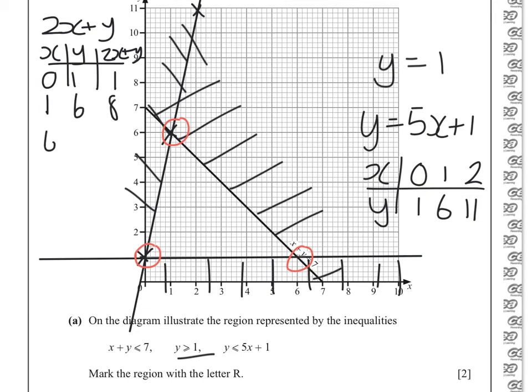And then we have an x coordinate of 6 and a y coordinate of 1. 2 times 6 is 12 plus 1 is 13. So the maximum value is 13.